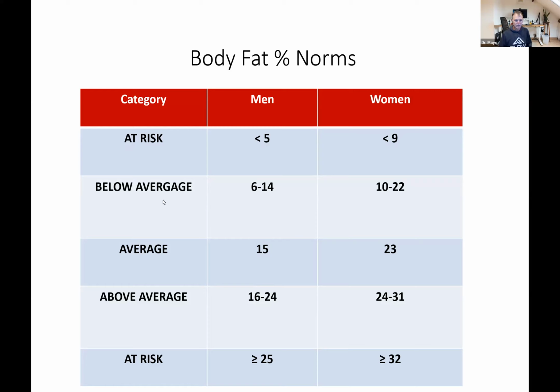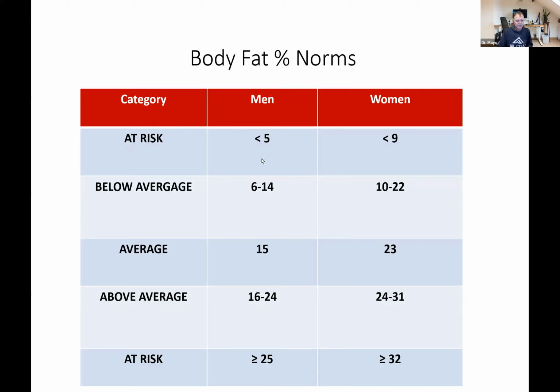And then this is where most of our athletes will be, below average. Just meaning it's below, you're not at risk. You're just low. That's what you're going to see with most of our athletes, is they're going to be low. And depending on what sport you're looking at, the percent fat changes depending on the sport.